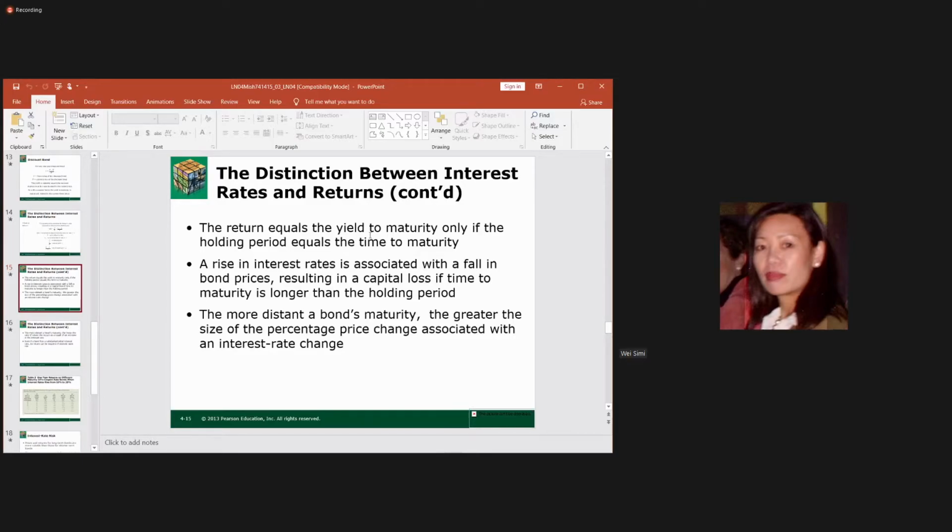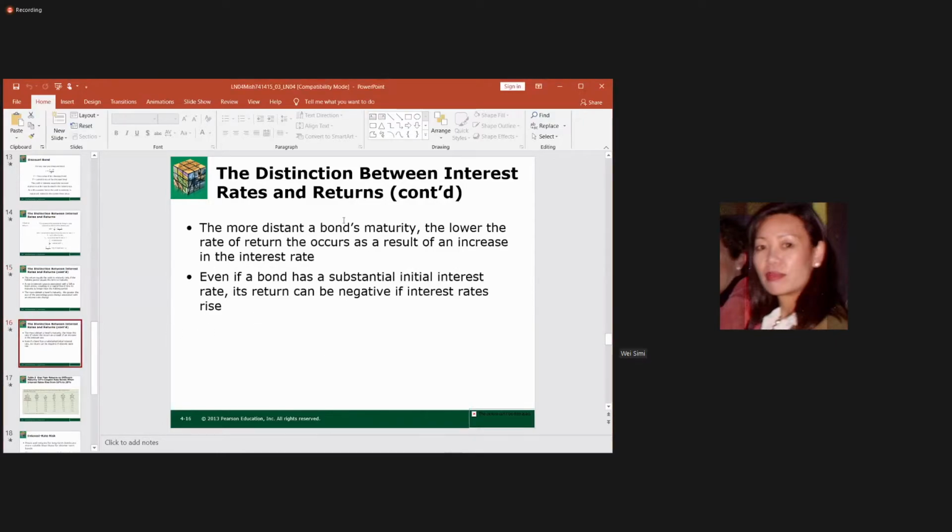But not always. That's because interest rates change all the time. Rising interest rates, as we talked about, mean the price will drop. A rise in interest rates is associated with a fall in bond price. We saw it, so I don't need to talk more about this. It's always an inverse relationship. The key point is I want to talk about examples. For more distant bonds, meaning long-term versus short-term, we will see in detail next.